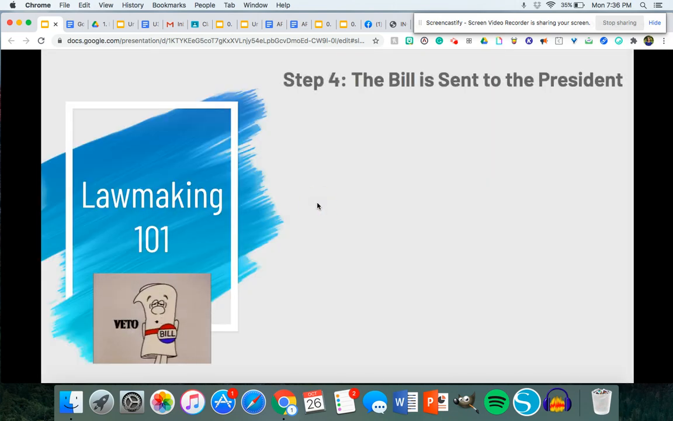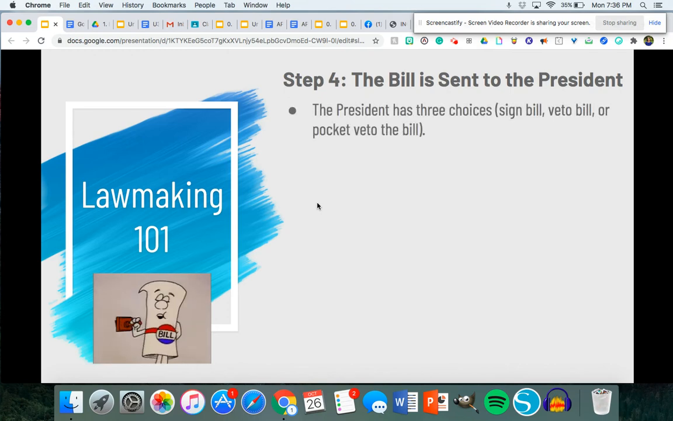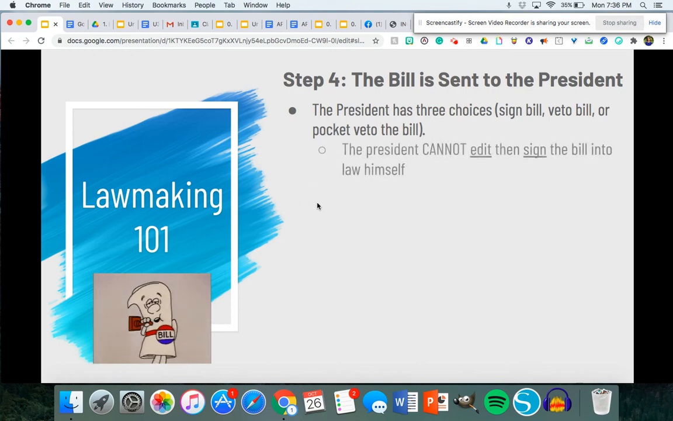Okay, so let's say that the bill has now been voted on in the House, it's made it to the Senate, the conference committee took a look at it, and it has passed through both chambers of Congress, and it's now on the president's desk. The president has 3 choices, really. They can sign, veto, or pocket veto the bill. Now, one thing to note, folks, is that the president cannot edit the bill and then sign it into law himself. Any editing has to be done in Congress. So that's important to note. I might star this piece on your notes.